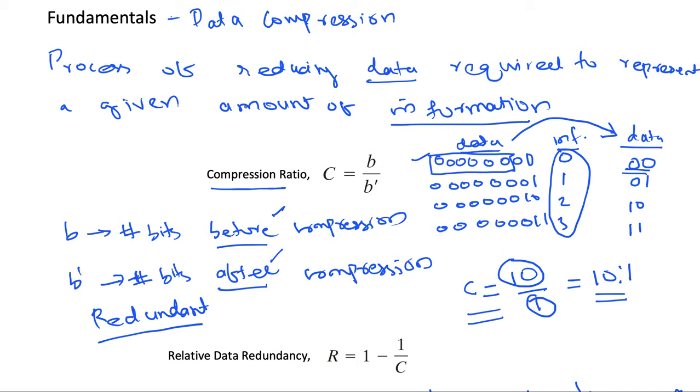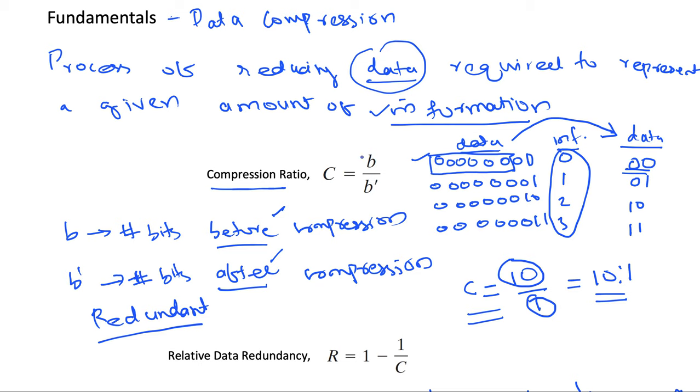Compression is the process of reducing the data required to represent a given amount of information. You have to understand the difference between data and information. Data is the way of representing certain information, and I can have several kinds of representation. So data compression means we want to get the minimum amount of data to represent an information. And compression ratio is the ratio of the number of bits in one format to the number of bits in another format, or another way of representation.